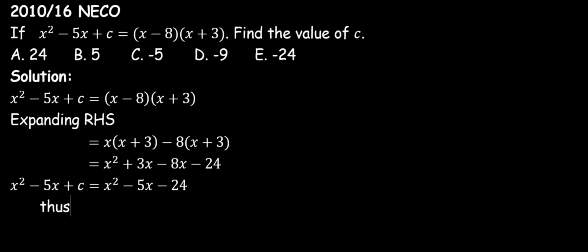Thus, c is equal to -24. We have compared right hand side and left hand side, left hand side equals right hand side. We've compared the items, and hence we're able to deduce our result.